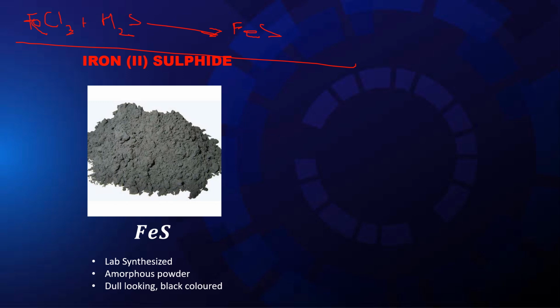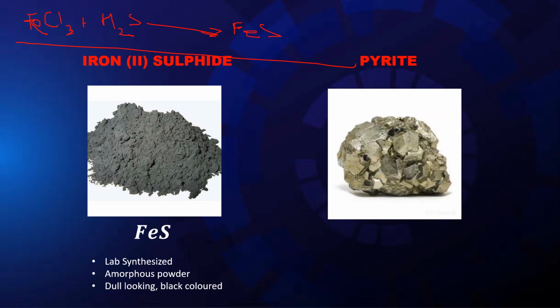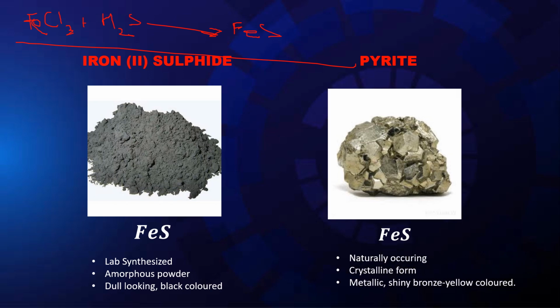On the other hand, we have a mineral counterpart of this compound, which is called pyrite. See the difference? This is an amorphous, dull-looking powder. This is a shiny, metallic mineral, and it's also crystalline. A lot of difference is there between these two, but the only similarity is their molecular makeup. They belong to the same chemical compound. Only the origin is different, which makes their properties different.